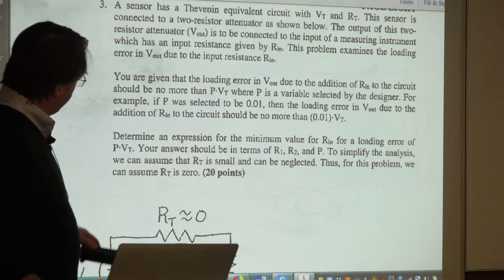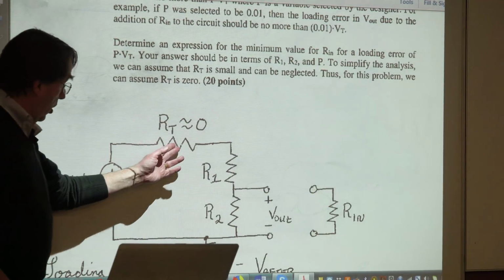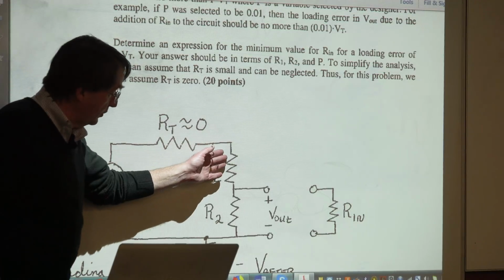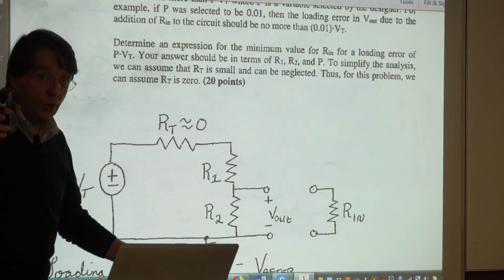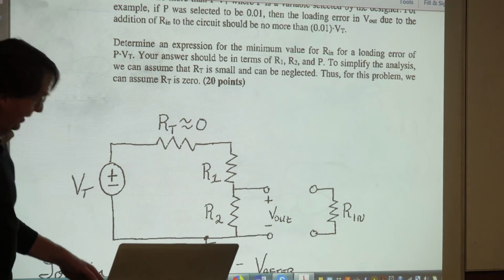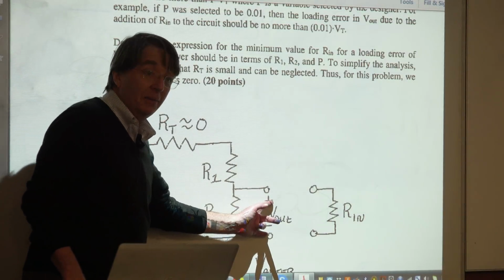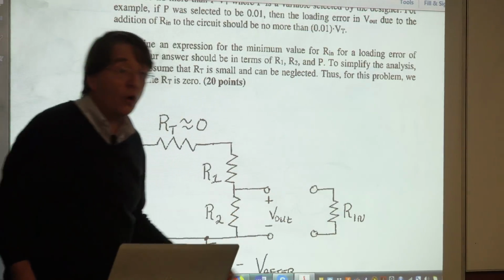So before I get to the second paragraph, I think I understand this. RT and VT, that's the sensor. The attenuator is R1 and R2. And Andrew, I think I'm going for loading error here, although I haven't mentioned it yet. So the loading error is V before minus V after. So this is before, and then we're going to connect Rn and get the after.